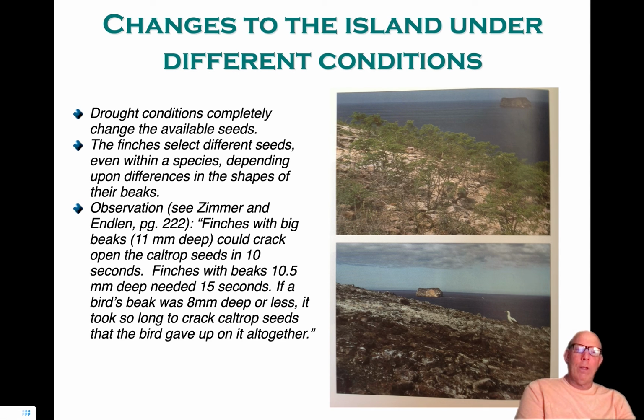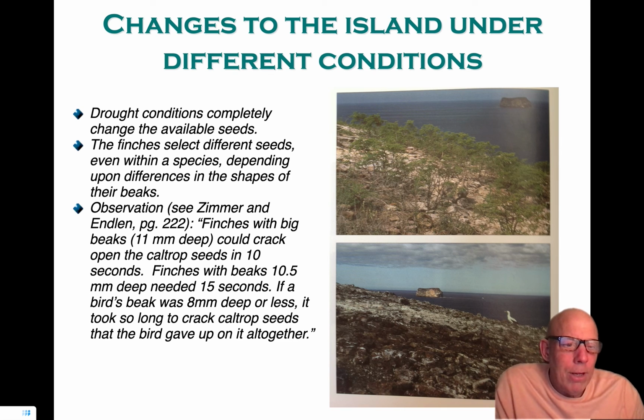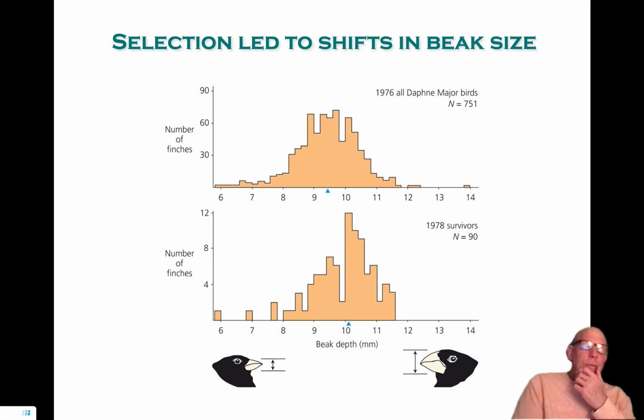And the two pictures on the right are mainly meant to illustrate that, as we have in California, from one year to the next, it can be a really different story in terms of the plants and the level of seeds that are available. So the thing that they found is that in, I think it was 1977, there was, I don't remember if it was an El Nino year or what, but what you can see is that in 76 there were 751 birds. In 1978 there were 90 birds.